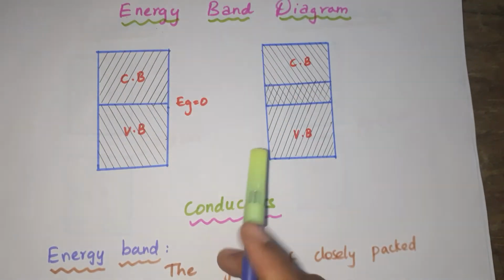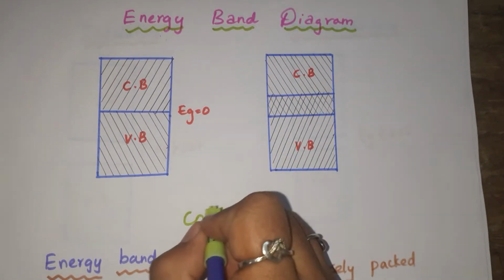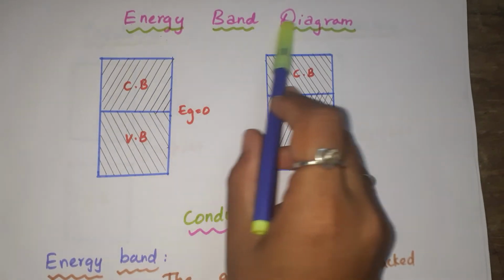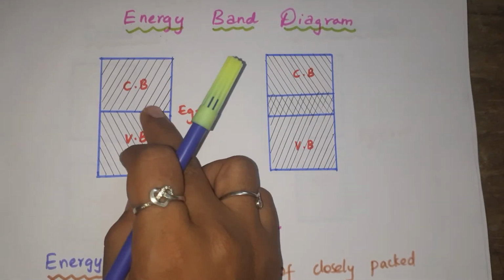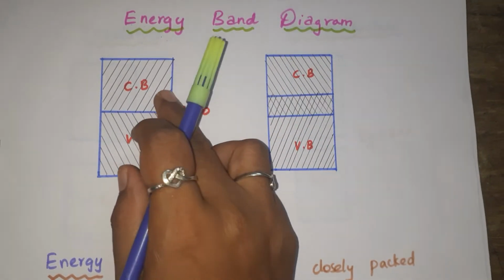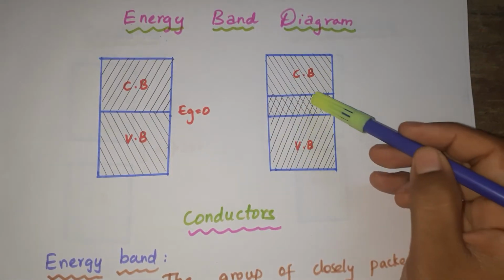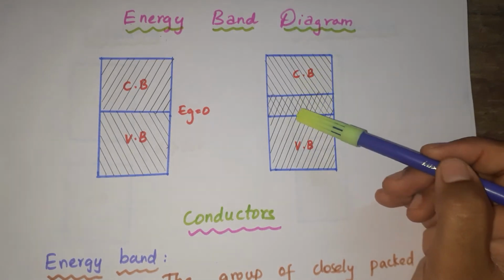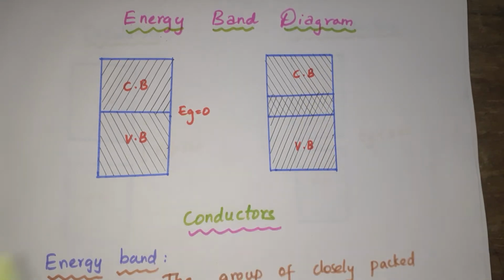Okay. So in the first case, we'll just see about conductors. What are conductors? Those which can carry current. We can call these conductors, right? So we'll see some theory about this energy band diagram for conductors. In conductors, there is no gap between CB and VB, the conduction band and the valence band. In some cases, the bands will be overlapped. The valence band and conduction band overlap. So the energy gap Eg is equal to 0.